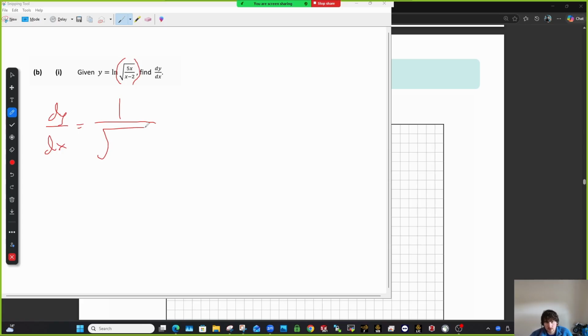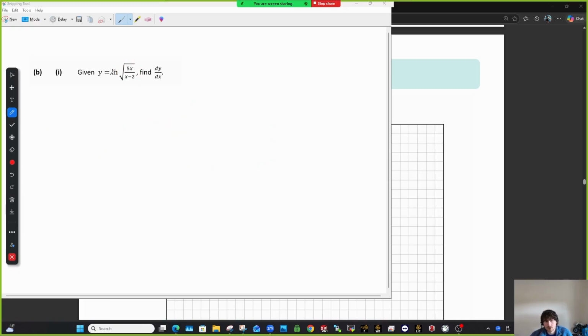So you have 1 over a square root of this thing. But the huge problem now is you have to multiply by the derivative of what's in there. And that's tricky because it's a quotient rule inside, and then it's also all to the power of a half. So there's a lot going on there. So surely there's an easier way.